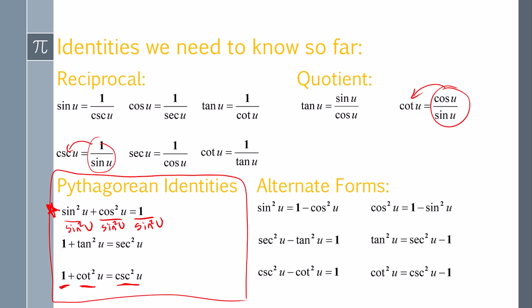Now the alternate forms are just getting each term by itself. So if you notice on this first one, 1 is by itself. Well, if I were to subtract cosine squared and bring it to the other side, now sine squared is by itself. Or if I were to subtract sine squared and bring it to the other side, then cosine squared is by itself. So it's whatever you want to get by itself. That's basically the way to remember it.